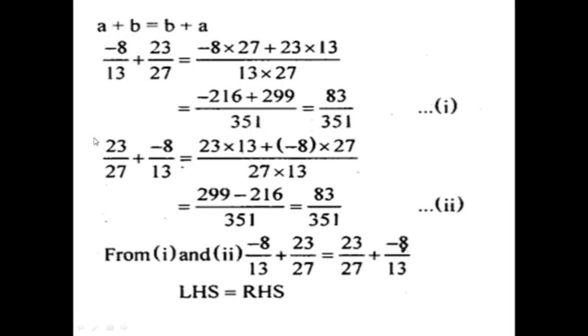On the other hand, when we are adding 23 upon 27 and minus 8 upon 13, that means we are changing the order of the numbers. In that case also, we'll get the same result, 83 upon 351. So it is proved.